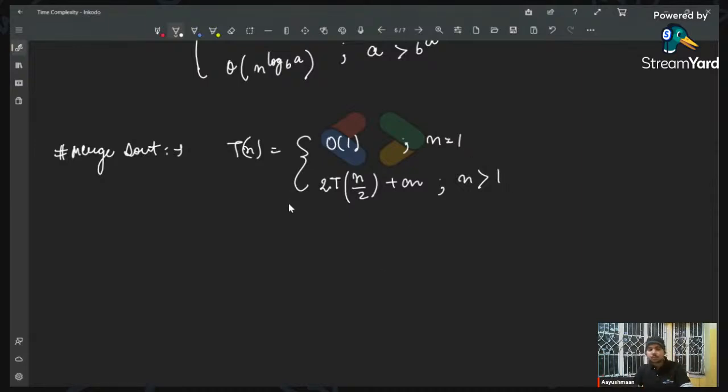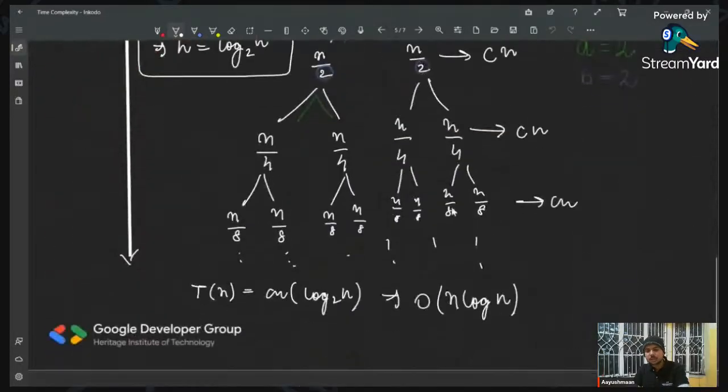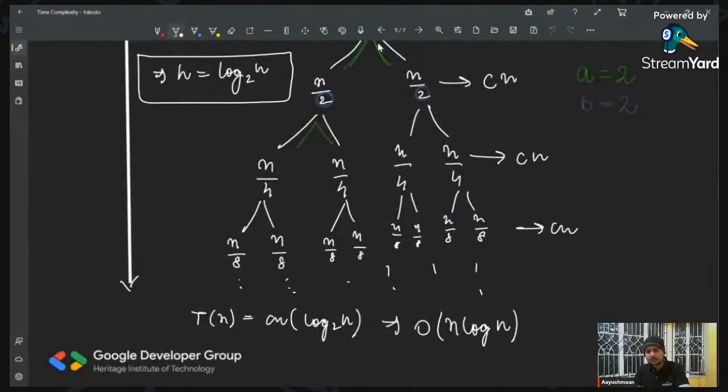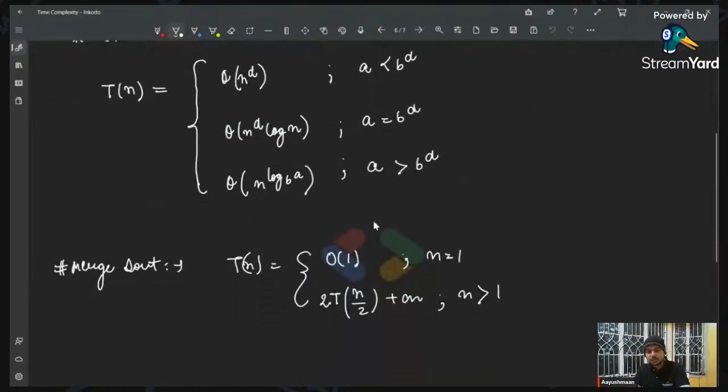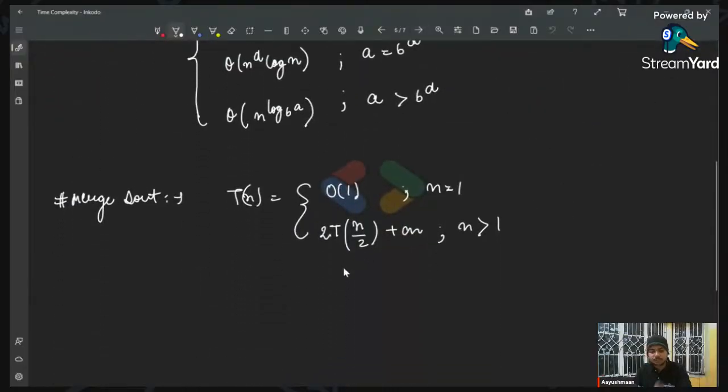How are we using merge sort to get time complexity? One way is to use a recursion tree to get the time complexity as n log n. Now we'll see how to use Master's theorem to get the time complexity of merge sort.